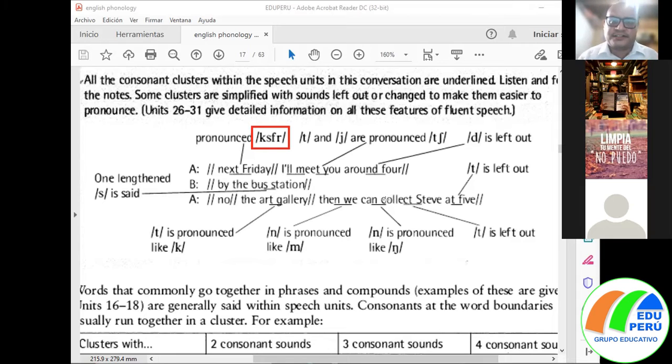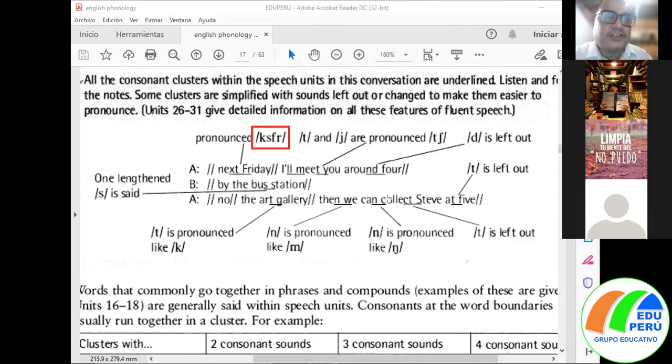Notice two processes. In this phrase, you apply two processes, linking and elision. Let's pass to the other line of this sentence. I'll meet you around 4. I'm going to say it slowly. I'll meet you around 4. Notice the first two words, I'll, you have a contraction. I'll meet. You're going to join these two consonants, the l from the contraction and the m from the word meet. Then meet you. Oh, teacher, so if I say I'll meet you around 4 is wrong? No, it's not wrong. It's correct.